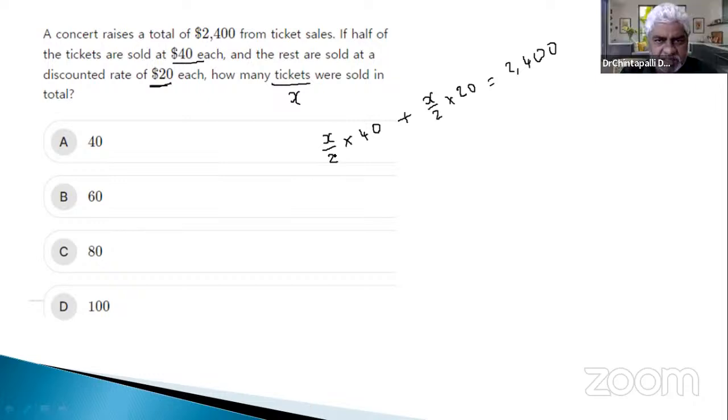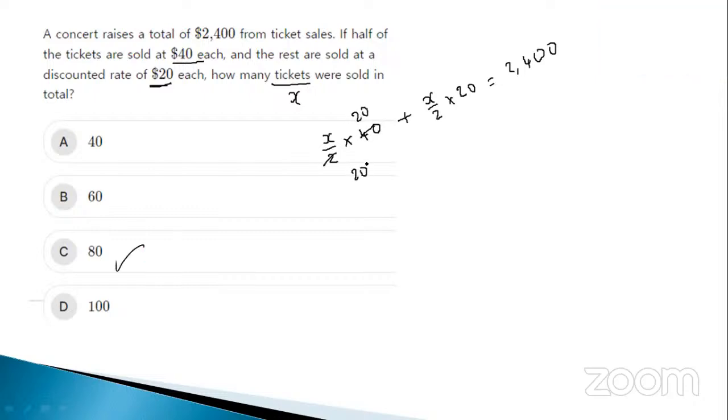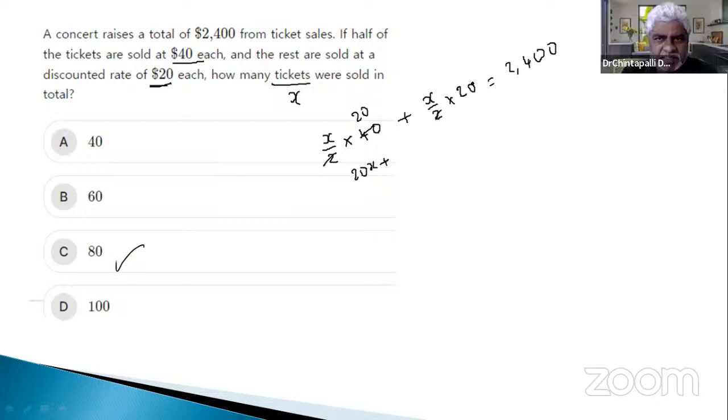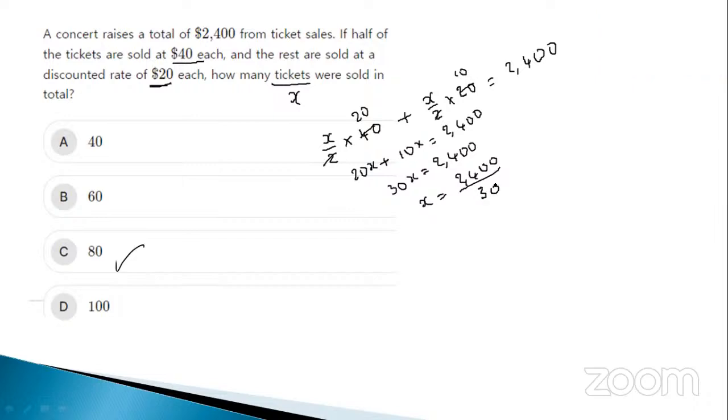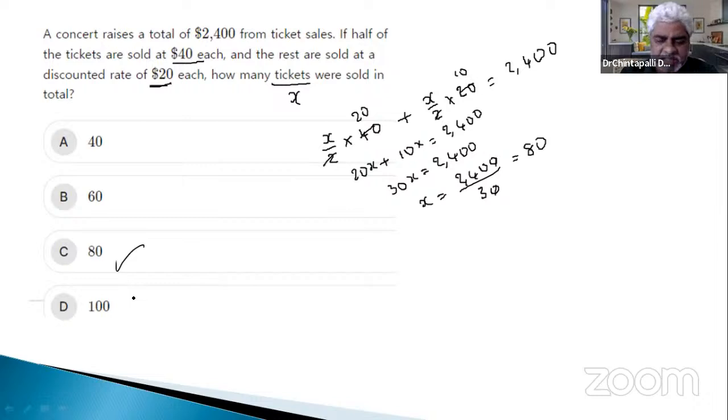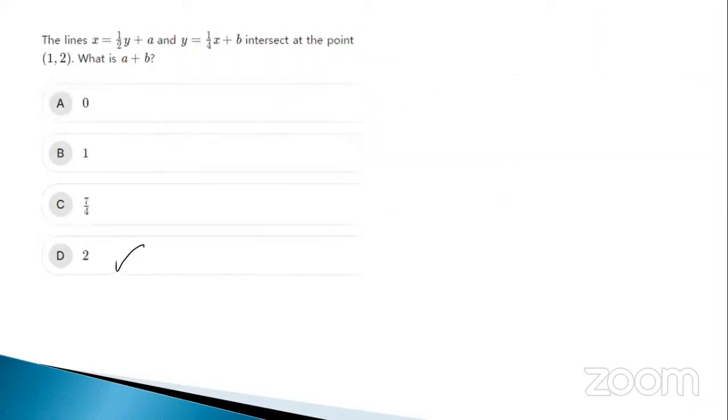It is 20x plus 10x is equal to 2400. So x is equal to 2400 by 30, that is 240 by 3, which is equal to 80. So the answer is 80. Yes, sir. Yeah, do it.